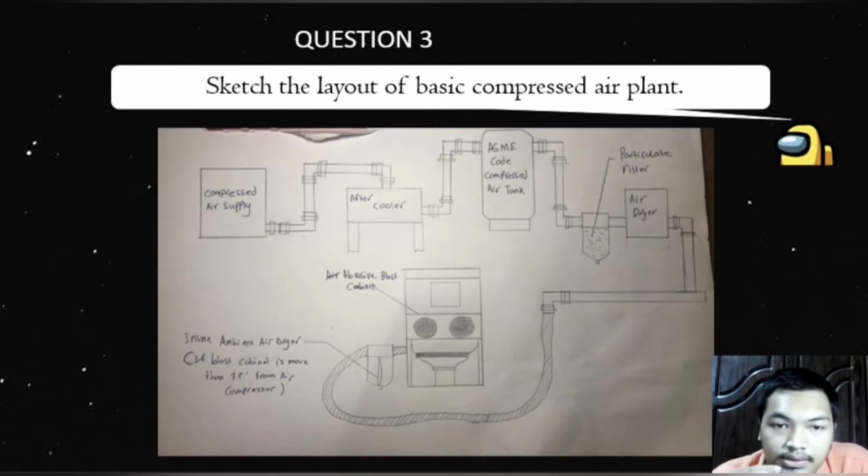Question 3. Sketch the layout of basic compressed air plant. Okay, the basic compressed air plant has: number 1, compressed air supply; after cooler; ASME code compressed air tank; particulate heater; air dryer; inline ambient air dryer; and the last part is the abrasive flash cabinet.